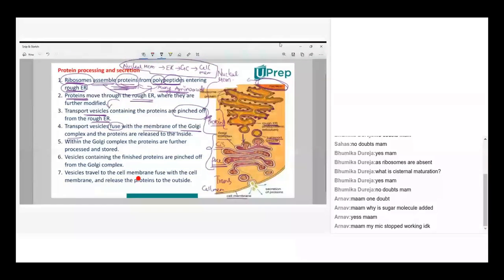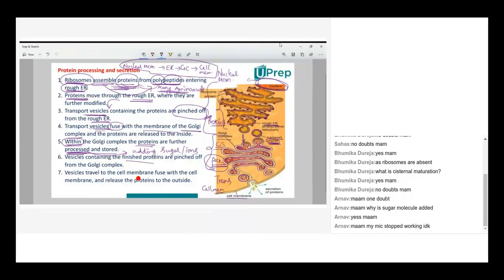In the earlier example also I showed the same slide. So in the Golgi complex, the transport vesicles will come, and within the Golgi complex, remember the word, within the Golgi complex, the proteins are further processed and stored. What does processed mean here? Processing is nothing but adding sugar molecules or adding ions. For one example, I take sugar molecules. For some other molecules, you'll have addition of ions. So this is all called processing. In other words, we said packaging, isn't it? The same happens in the Golgi complex.